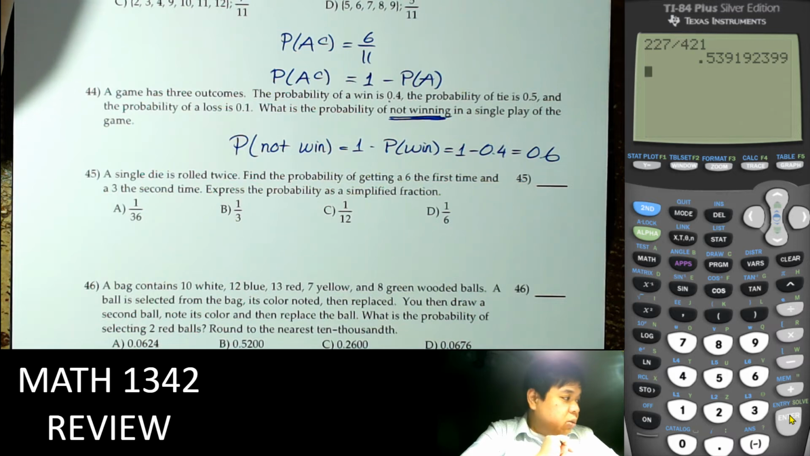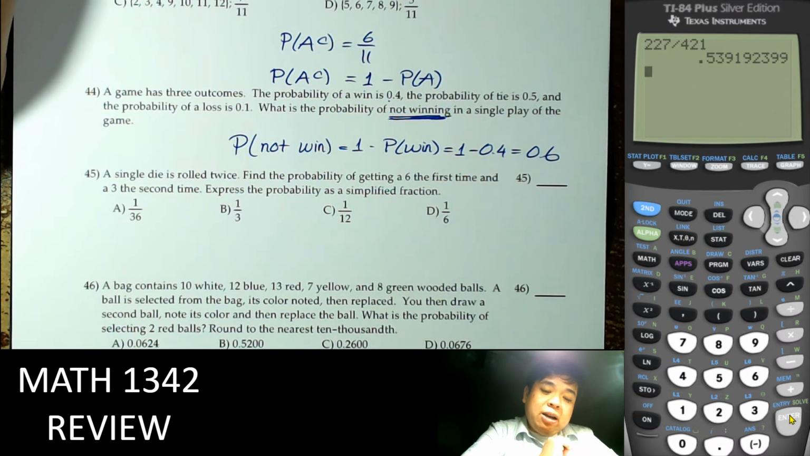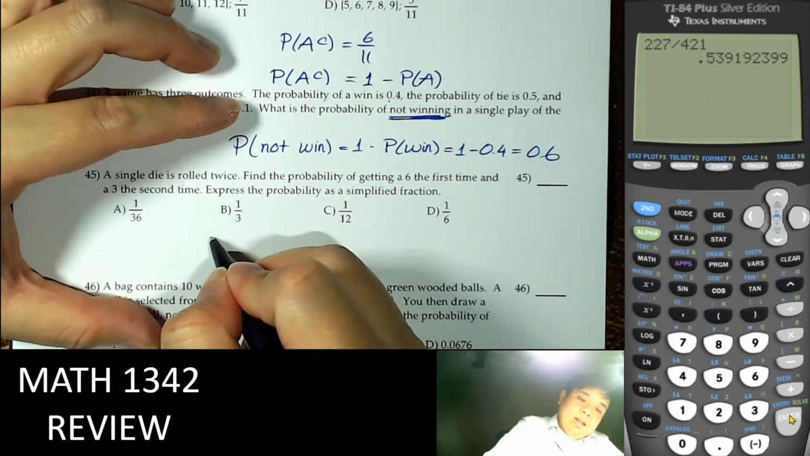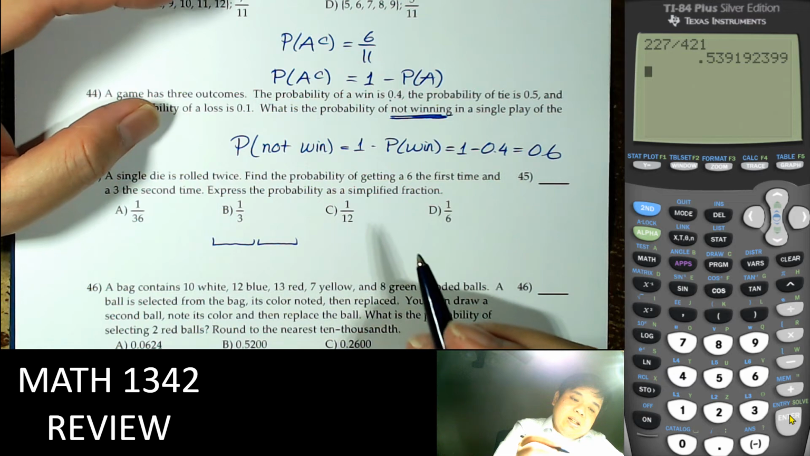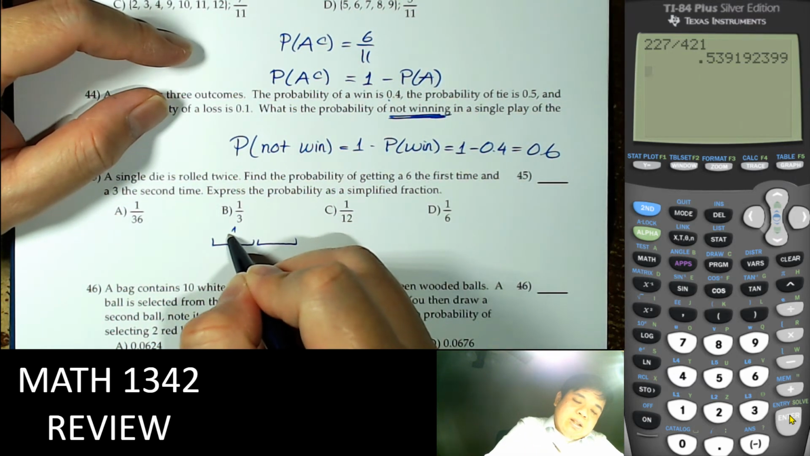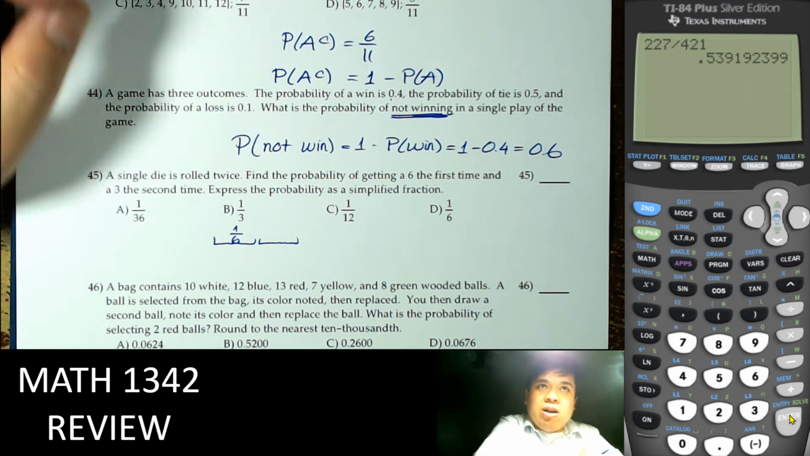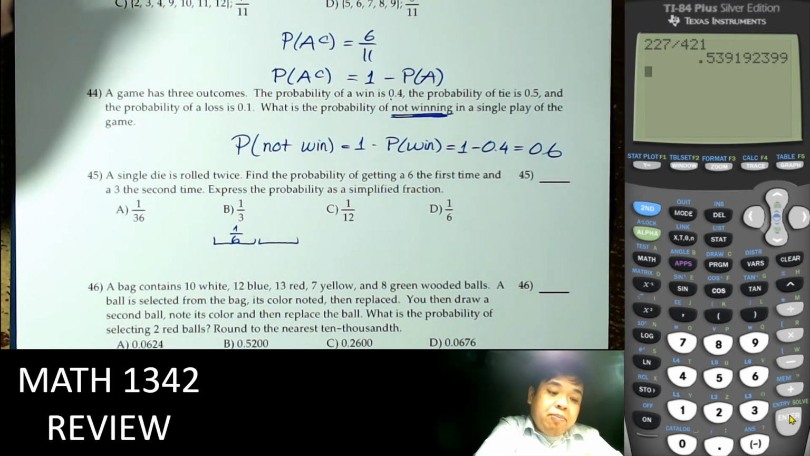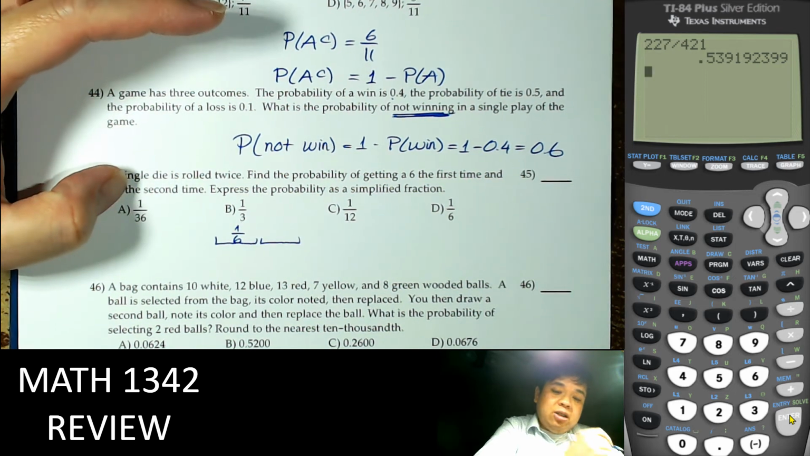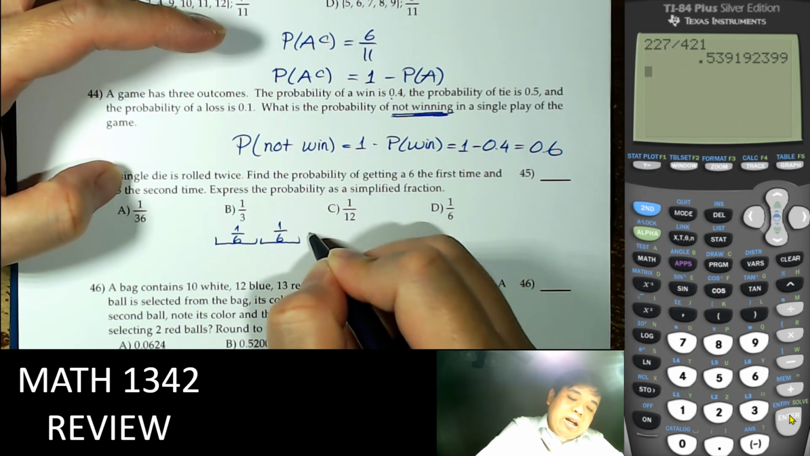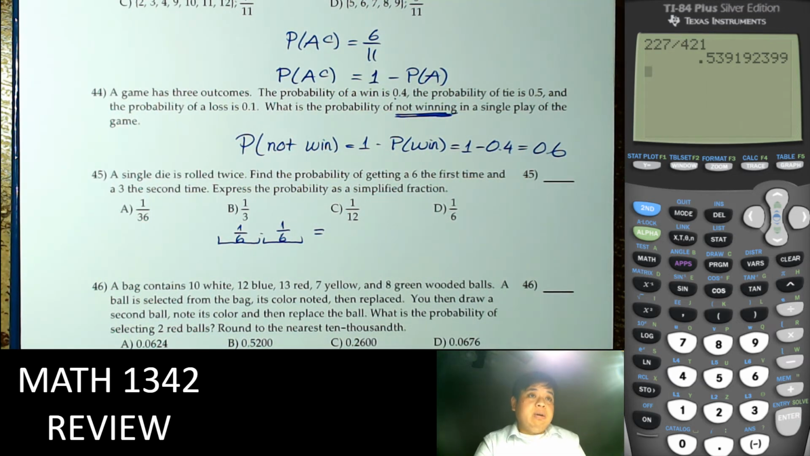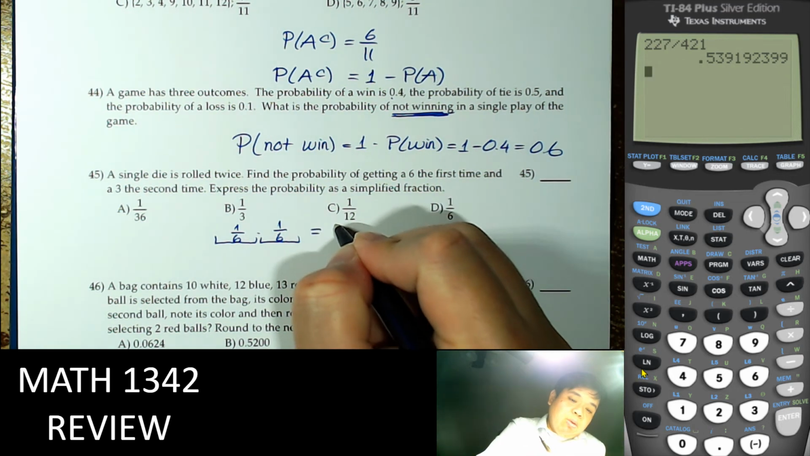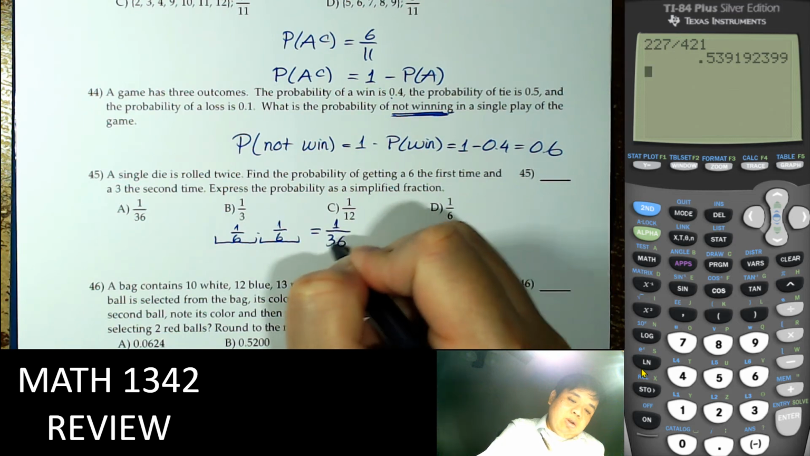A single die is rolled twice. Find the probability of getting a 6 the first time and a 3 on the second time. Right. So we just roll 2 times. The first one is a 6. So that's 1 out of 6 choices. Let's say it's a standard die with 6 faces. So to get 6, 1 out of 6. To get 3 on the second time, 1 out of 6 again, because there are 6 faces and we only want 1. And so just simply multiply them. 1 over 6 times 1 over 6 is 1 over 36. Multiply straight across.